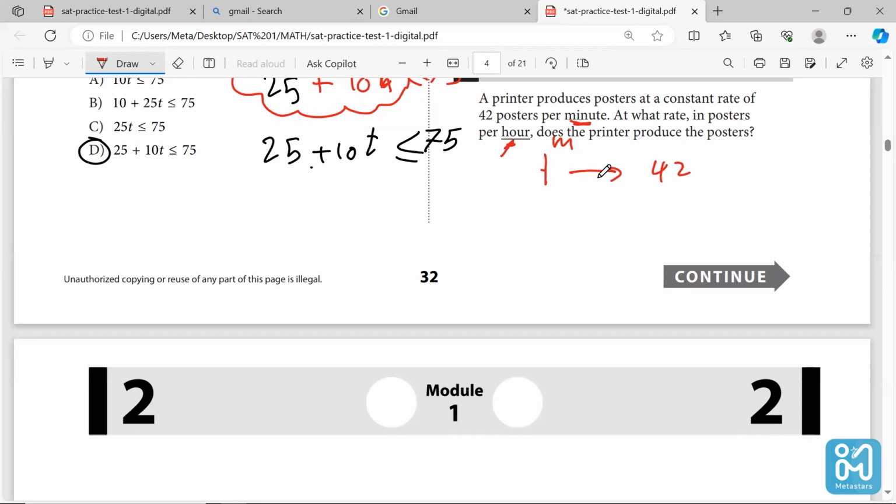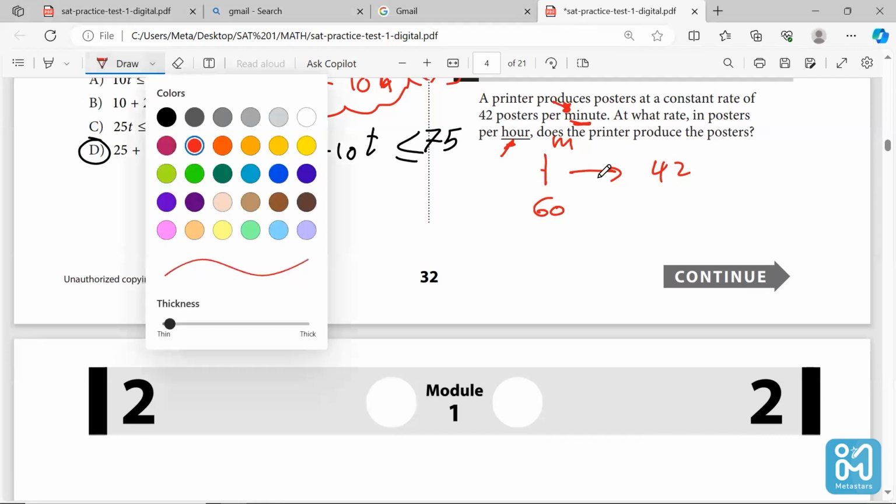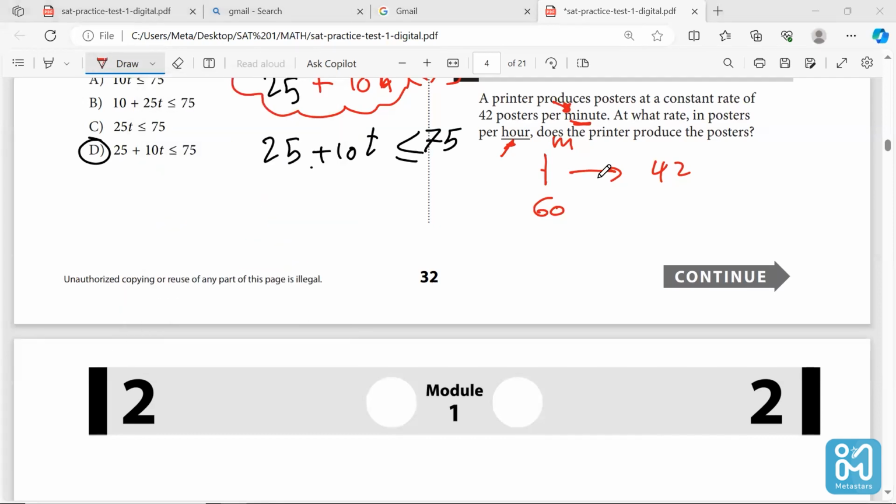Focus on per hour. How many minutes in an hour? It's going to be 60 minutes. Why do you convert hour to minute? Because I am already talking about minutes here. So this is the idea: when I'm talking about units, you should convert them. So I have 1 minute. In 1 minute, I have 42. And 60 minutes, I'm going to take x.